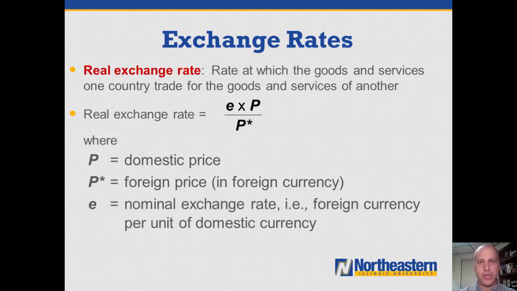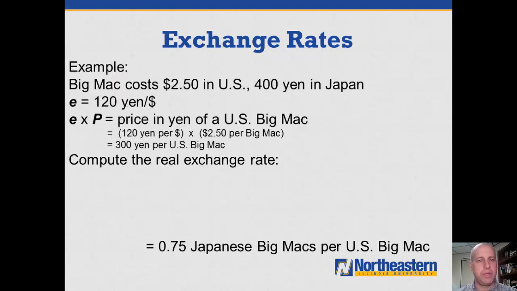The real exchange rate also makes indications for the price level. Price levels will tend to be different in one country. The price expressed in euros should not be the same as the price expressed in dollars, and certainly not the same as the price of yen or pesos. Here's an example. Suppose a Big Mac costs $2.50 in the United States, but 400 yen in Japan. And the exchange rate is 120 yen per dollar. That is, every dollar can purchase 120 yen.